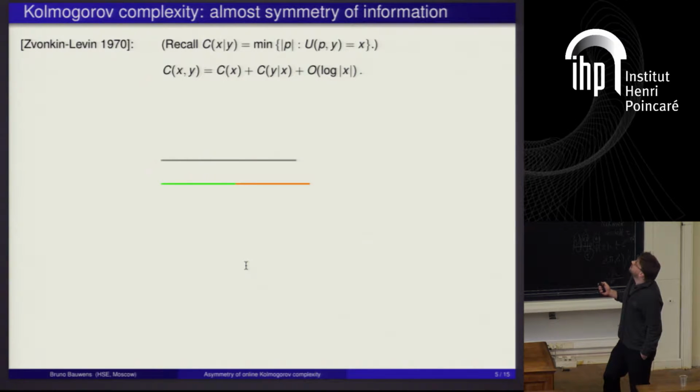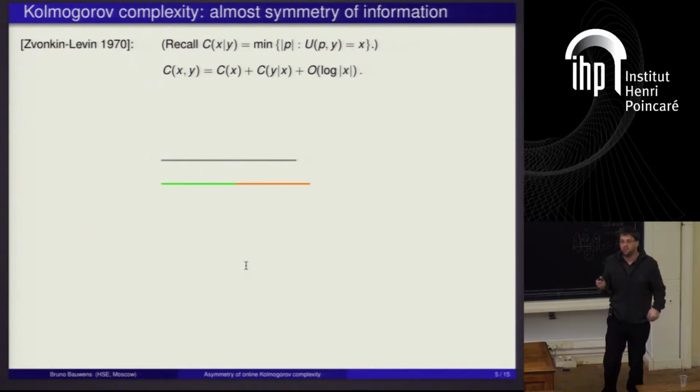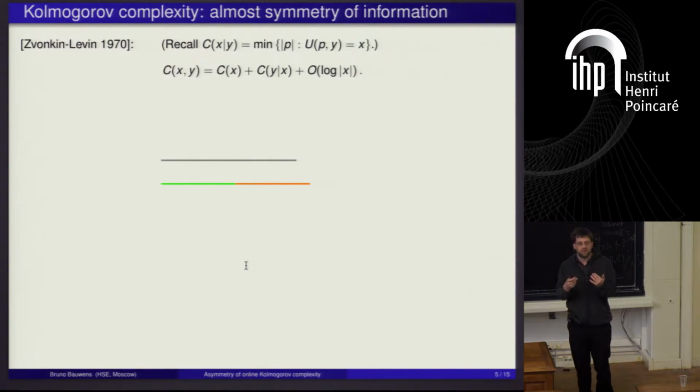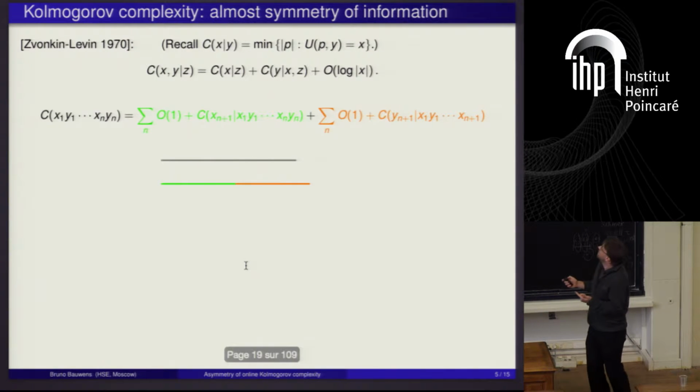But the problem is there's not perfect symmetry of information. There is a small error term. That means we cannot use symmetry of information to break up in many pieces. So there is a small difference. There is a conditional version. This difference is still there.